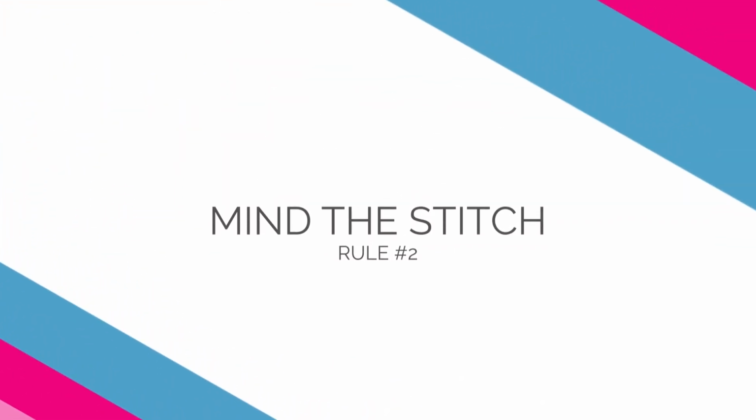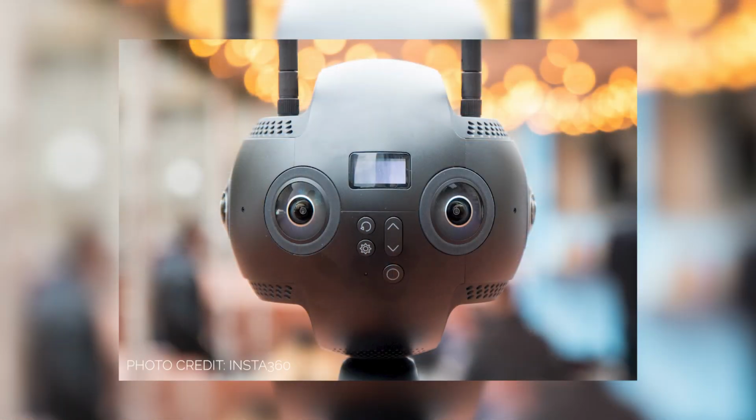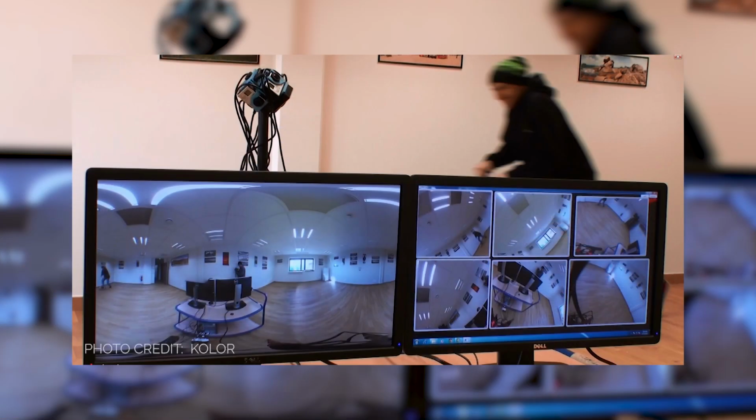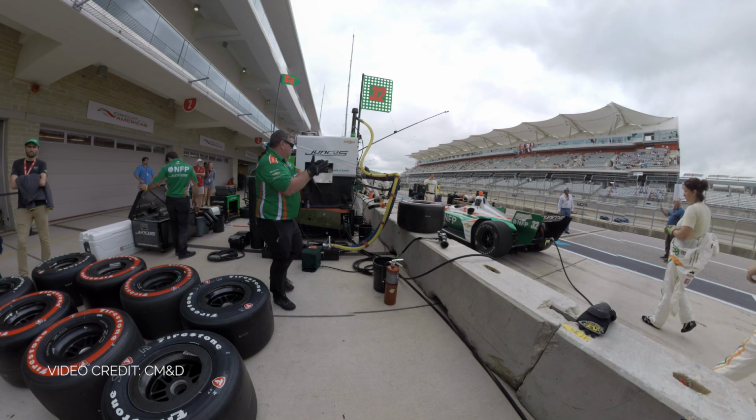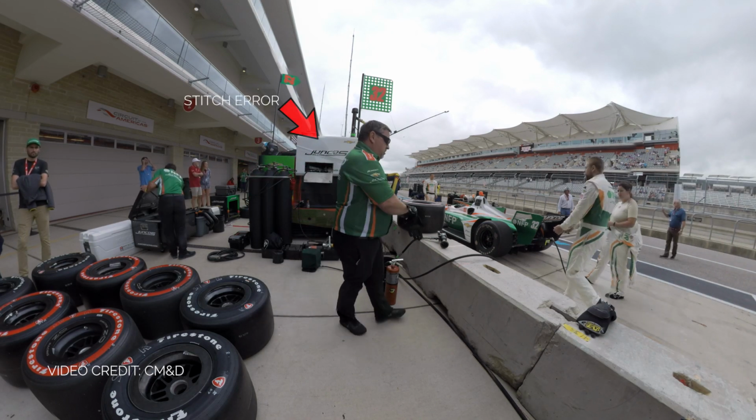Rule number 2, mind the stitch. Most 360 video cameras have at least 6 outward-facing lenses. And we have to go in and post and stitch all 6 of those video files together to create one spherical video at the end of the day that we can use in our VR piece. You want to keep most of your action inside of a single lens if possible and minimize the amount of time that people are either crossing stitch lines or having action on the stitch line.